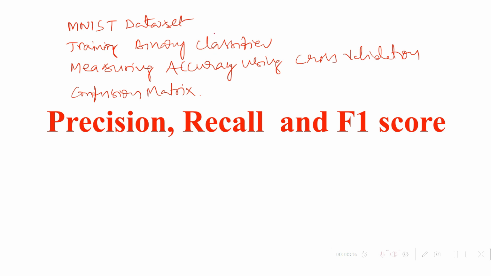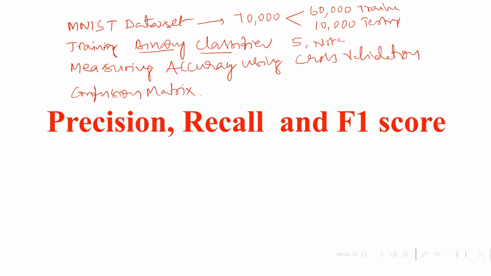So now, the MNIST dataset contains 70,000 handwritten images. That is divided for two purposes: 60,000 images for the training purpose and 10,000 images for the testing purpose. Based on this dataset, we are going to apply a binary classifier. The binary classifier's purpose is to decide whether the given image is 5 or not 5. Like that we are going to classify two types: one is 5 and the other is not 5.